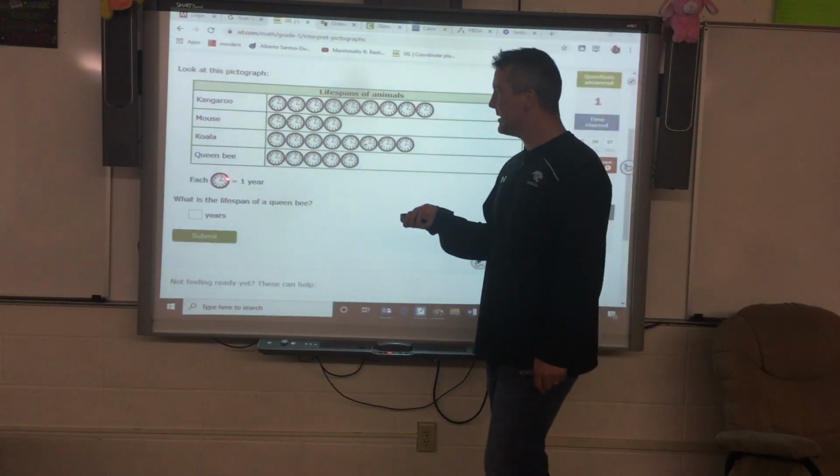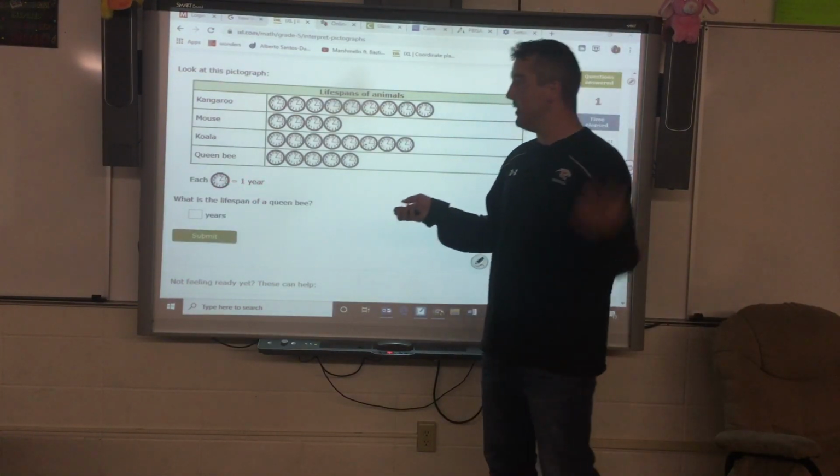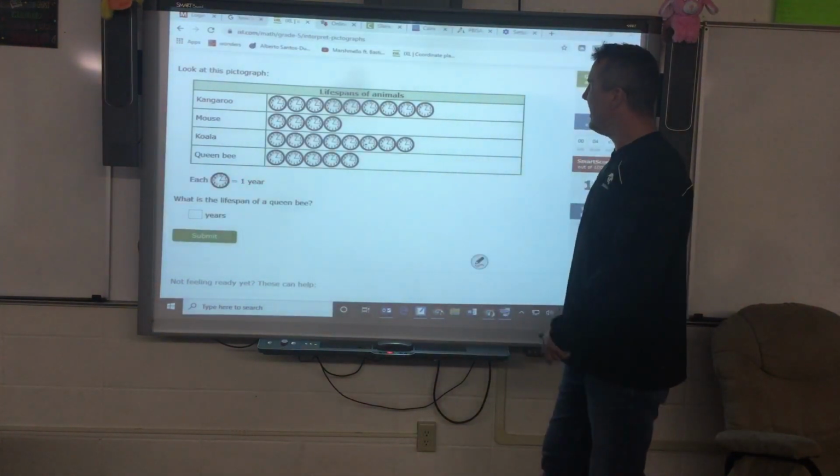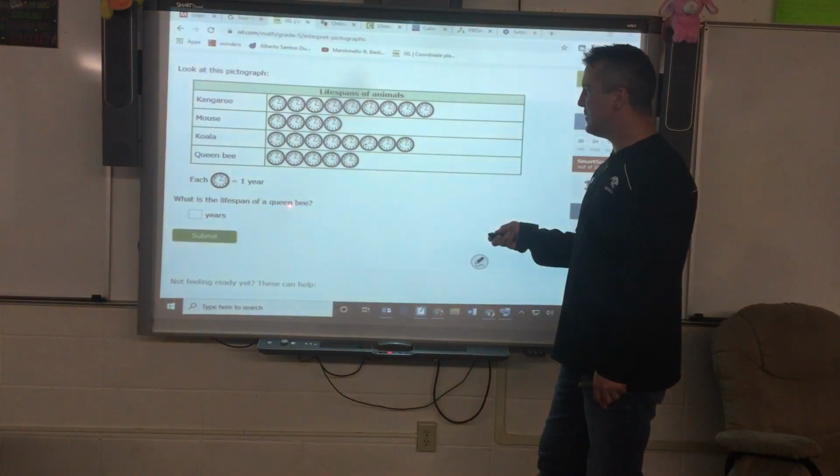So each one of these clocks, different than last time, these only last 1 year. So each one is worth 1 year of lifespan. I did not know that. That's interesting. So what's the lifespan of a queen bee?